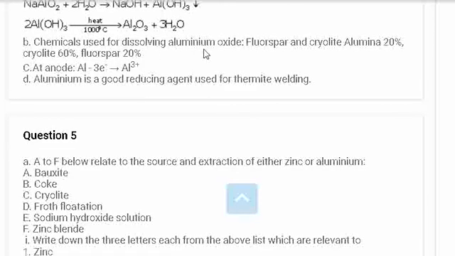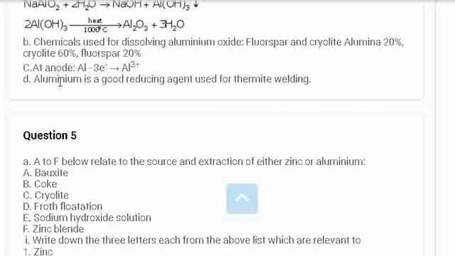The chemical used for dissolving aluminum oxide is cryolite and fluorspar. Alumina 20%, cryolite 60% and fluorspar 20%. And the next one: at the anode, Al3+ gains 3e- electric discharge.